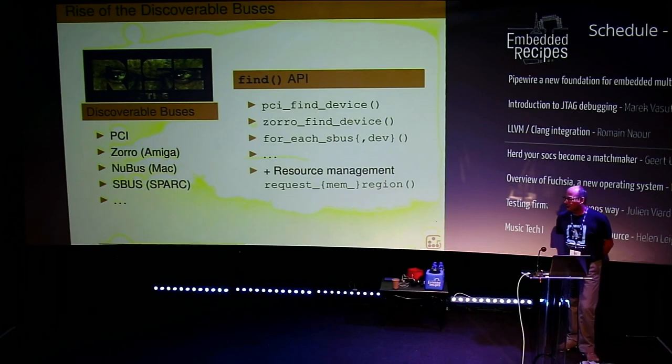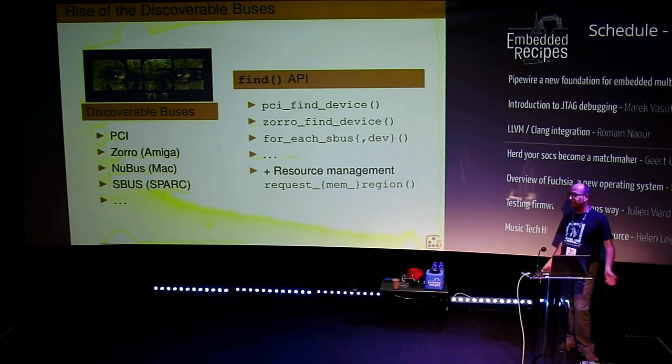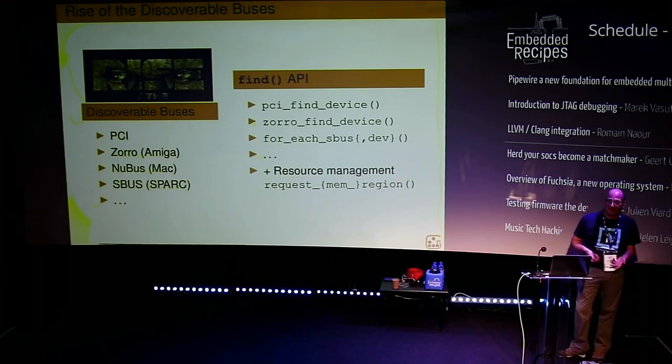Most of those buses provided a find API, which means that you can call some routine to find a specific device with some specific ID, or you could loop over all devices and check the IDs and see whether this device was of interest to a specific driver. You can also have multiple instances of the same device and things like that. And to make sure that no two drivers were trying to talk to the same device, some form of resource management was introduced so a driver could mark a device as in use.